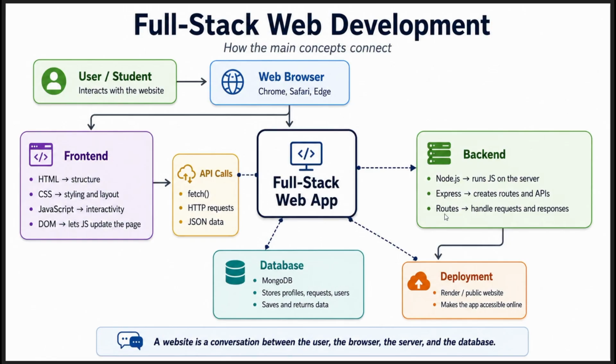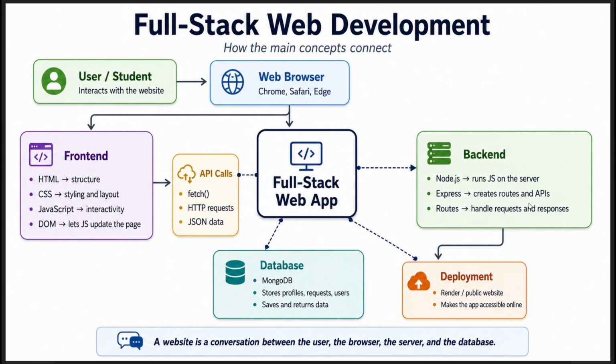And now we reach the back end. The back end is the server side part of the application. So this is where we use Node.js and Express. Node.js lets us run JavaScript outside the browser, like on the server, and Express makes it easier to create routes and APIs. A route is like a specific address that handles a specific request. For example, a GET route can return all the profiles, and a POST route can create a new profile.